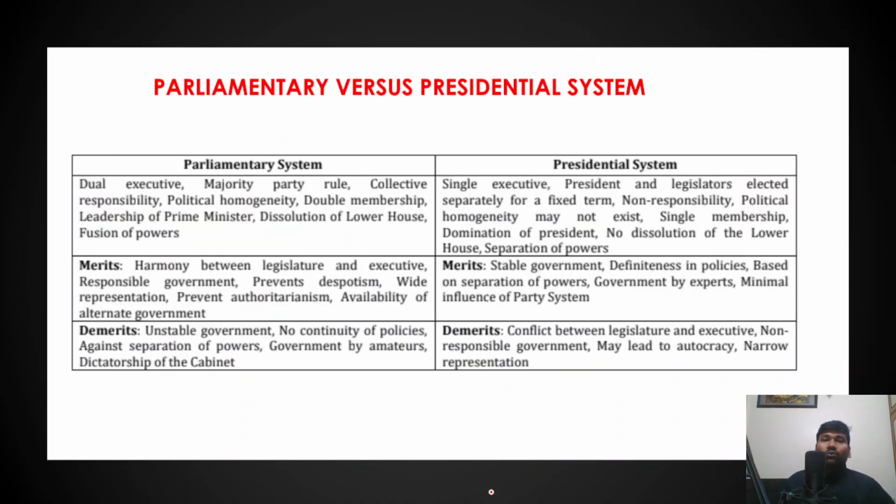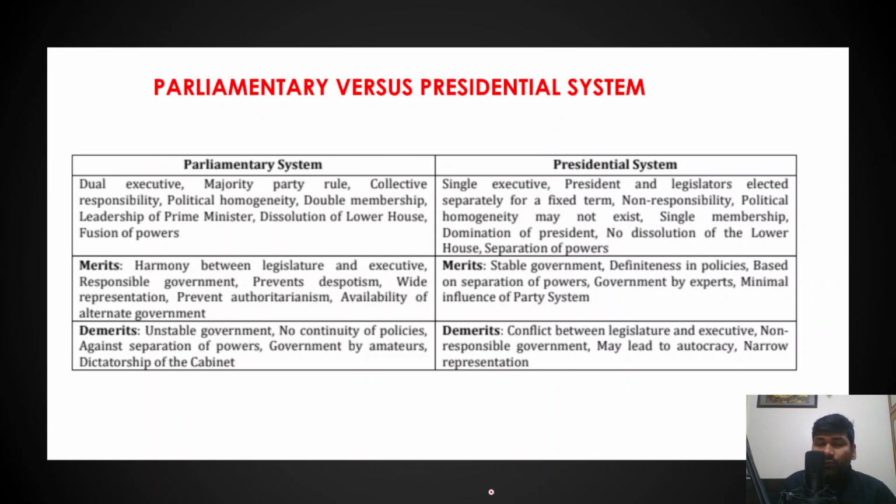So in fact, we will now understand the differences between the parliamentary and presidential forms of government. What are the major differences between the parliamentary form of government and the presidential form of government? Remember that this is very important, because questions are very often asked on this particular aspect.